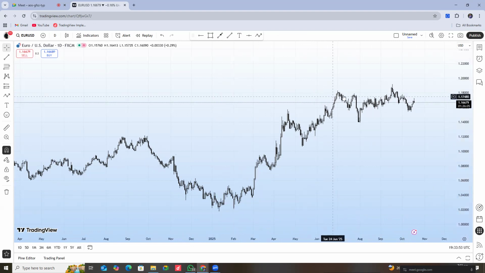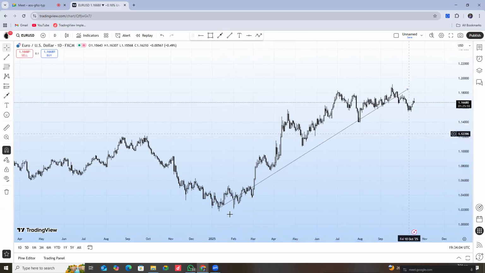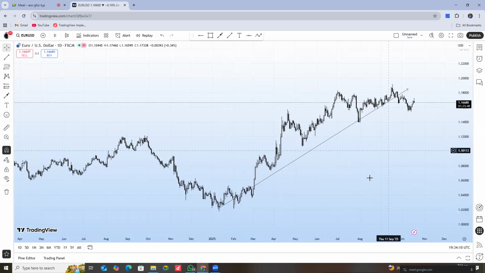Now, this is an uptrending market. The reason is that we can see price started from this lower region and now it is up there. So it started from here, a lower price, and now it is at a higher price. So this is an uptrend. That is one way to tell.